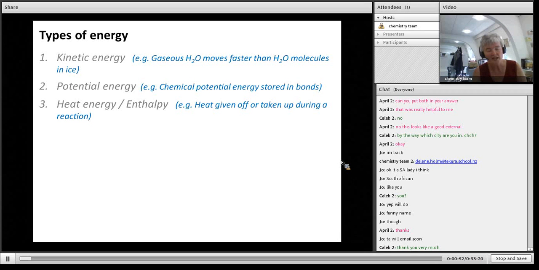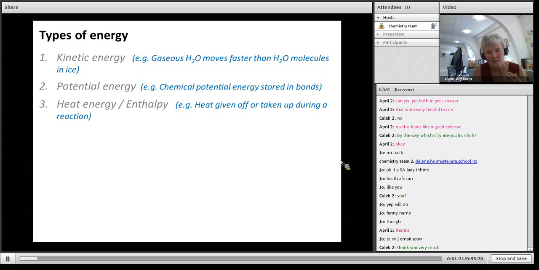Also potential energy. Although I've said that you've got your chemical potential energy stored in bonds, it's more that the energy is given off when bonds form, so energy is released when bonds are formed, and then you need energy to break those bonds. So saying that it's stored in the bonds is not strictly speaking correct. And then of course you've got your heat energy.